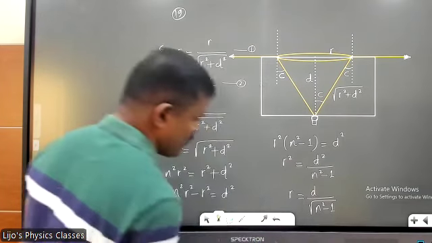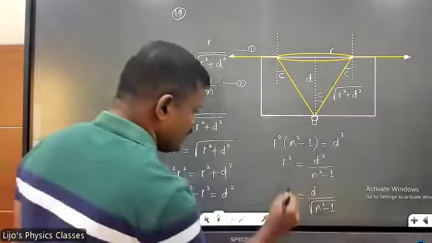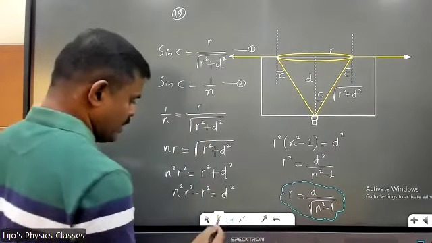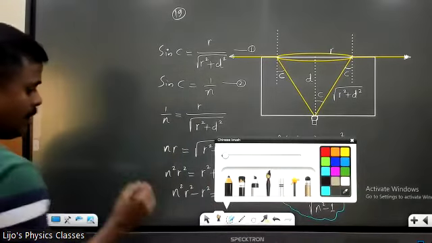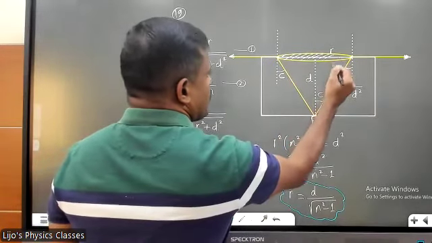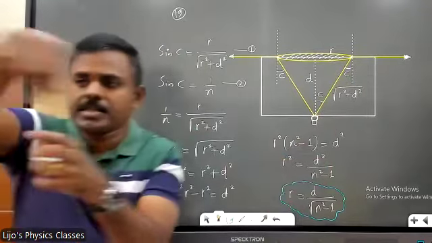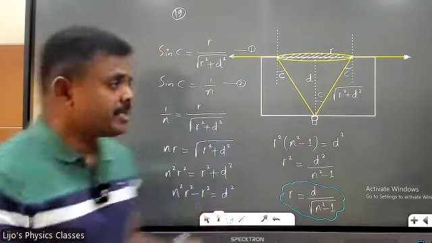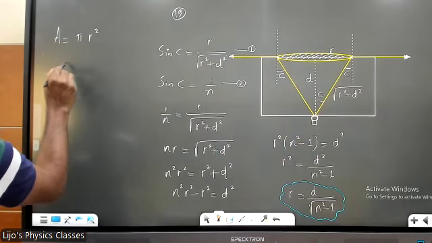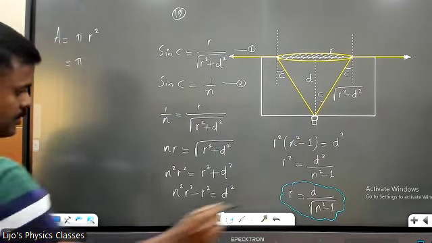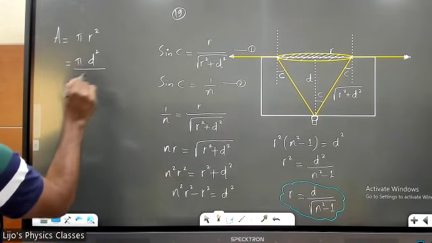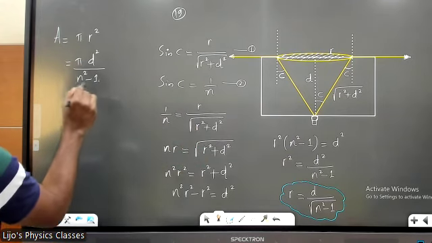So this is the radius of the circular aperture through which light is coming out. And in case you want to find the area, look at the shaded area. It is circular, right? On top, you see a circular aperture. So what is the area of a circle? Area of circle is given by pi r square. So that is pi into r square, which I've written over there as d square divided by n square minus 1.